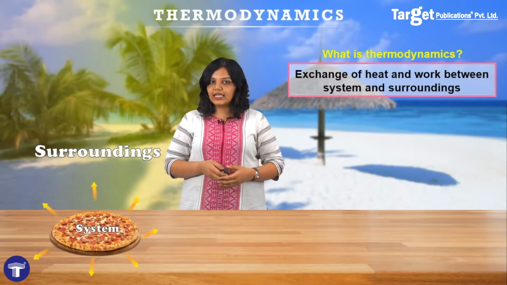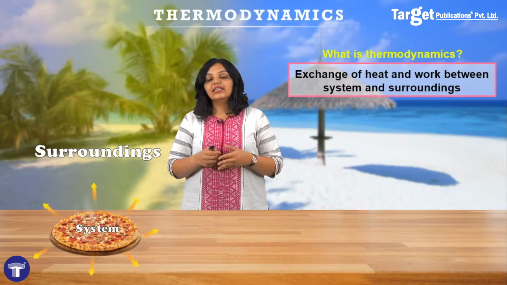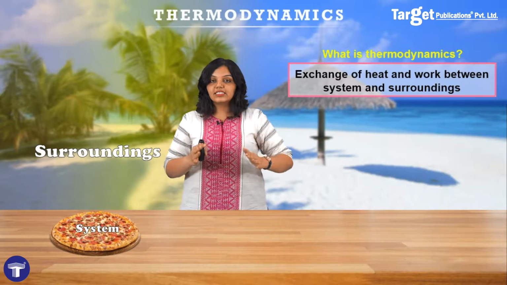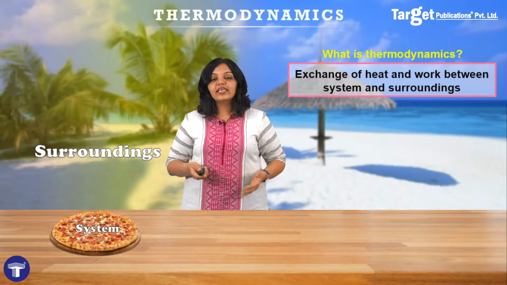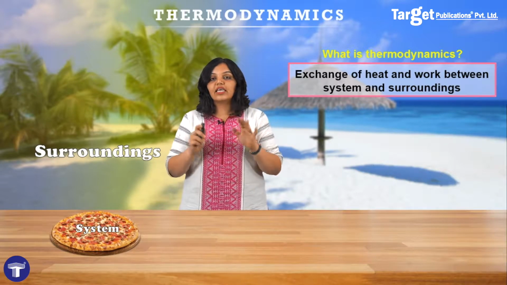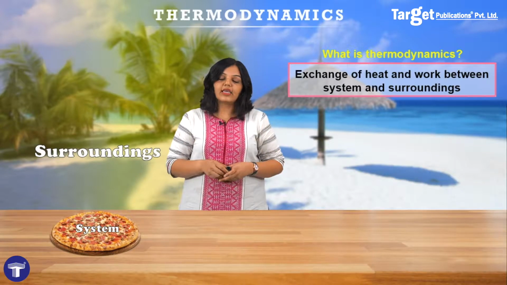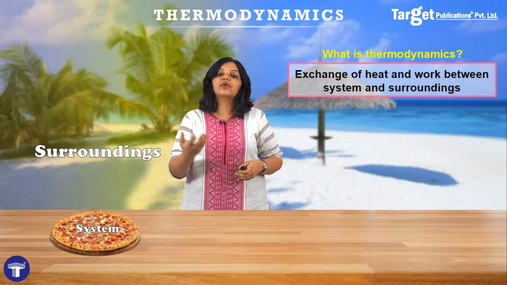A system could be anything. It could be as simple as a pizza on a table. In this case, the pizza is the system that you are studying and everything around it, the air, the beach, everything is the surroundings. But a system could actually be anything and a surrounding may not always be the open air.